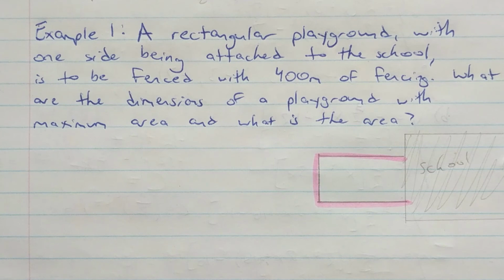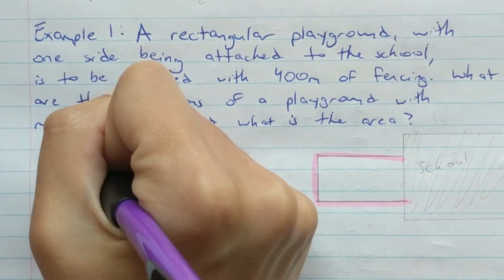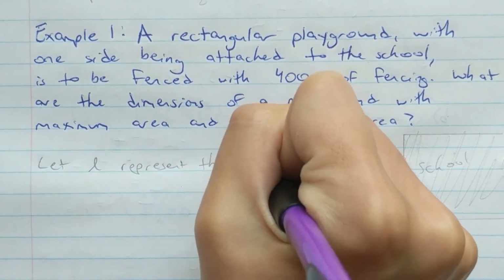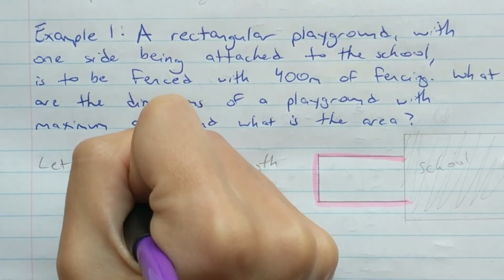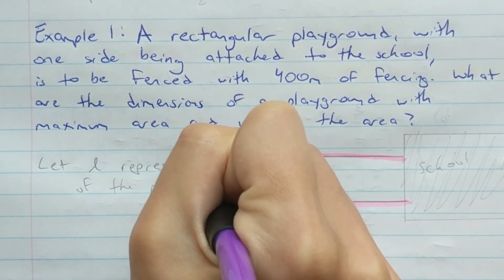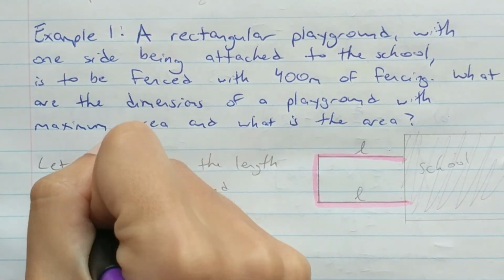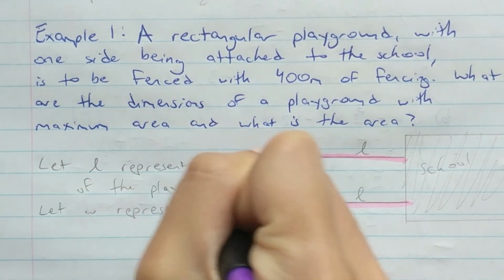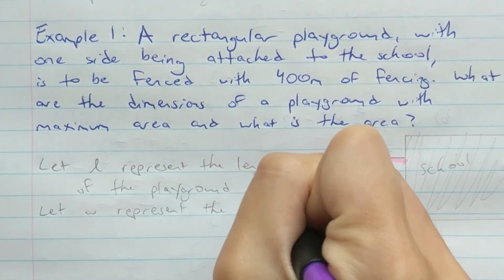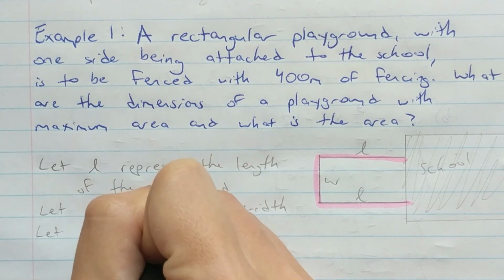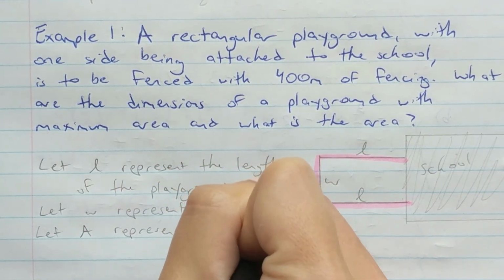Now we haven't been given an equation to work with here, so we need to start by creating one. Okay? We're going to start by defining some variables. I'm going to let length, or L, represent the length of the playground. So this is going to be L. I'm going to let W represent the width. And finally, I'm going to let A represent the area.